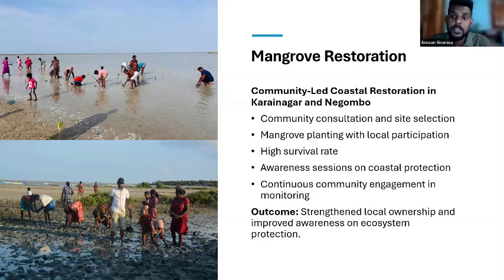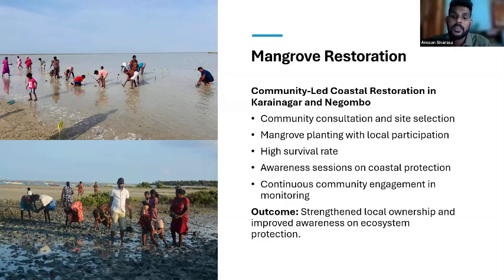In this restoration, we planted three kinds of mangrove species, Rhizophora, Ceriops tagal, and Avicennia, last year. After 10 months, we got a survival rate of about 50%. In Sri Lanka, the normal restoration survival rate, according to research, is 5% to 10%. But in our restoration, we got a higher survival rate, even after Cyclone Ditwah.